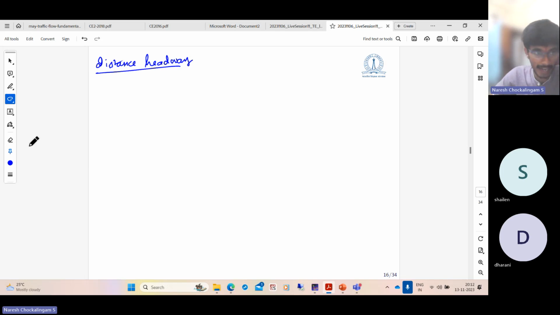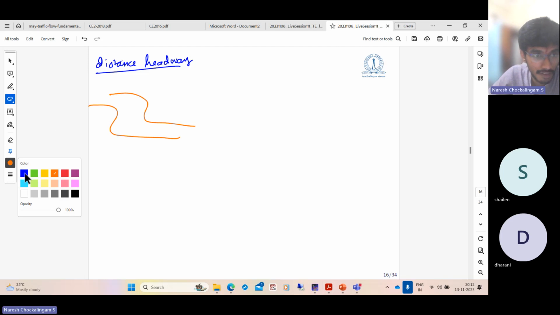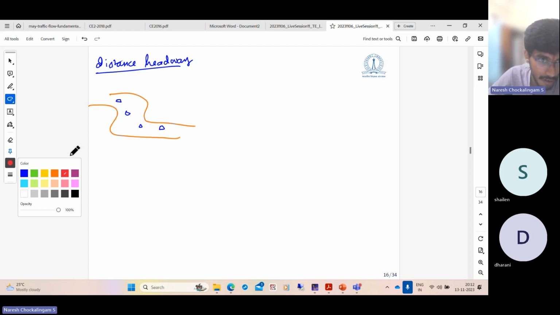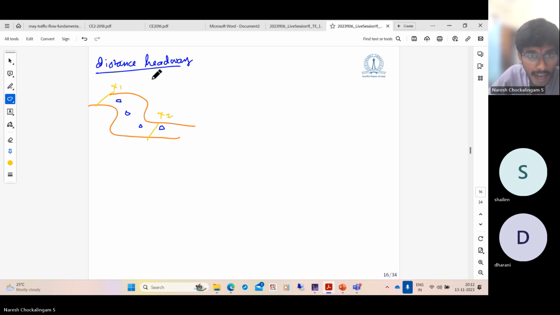What is the distance headway? Again, consider a road stretch. So remember the distance headway is at a given instant of time. So there are vehicles everywhere. At a given instant of time, you're looking at one stretch of the road. So you're taking x1 here and x2 here. And you are taking a snapshot in time. So at that instant, how many vehicles are occupying this? That is the density. Distance headway is when you take the snapshot, what is the distance between two successive vehicles?